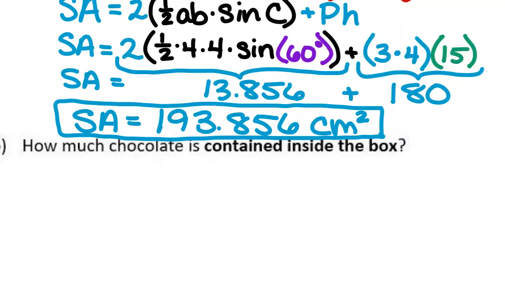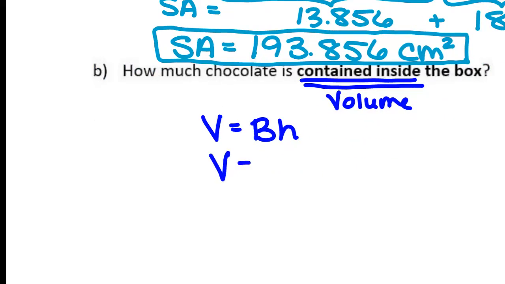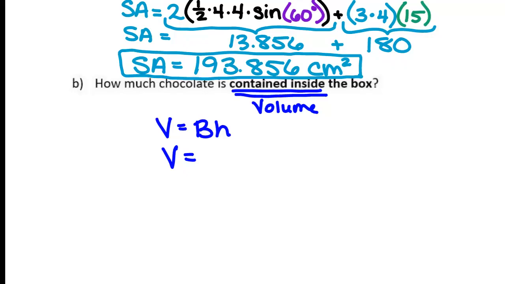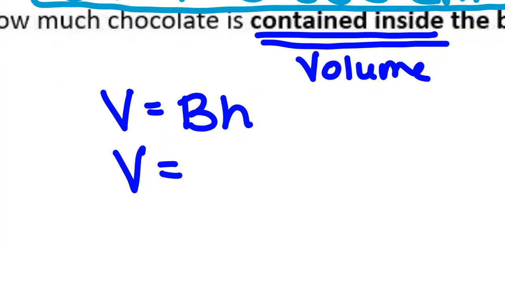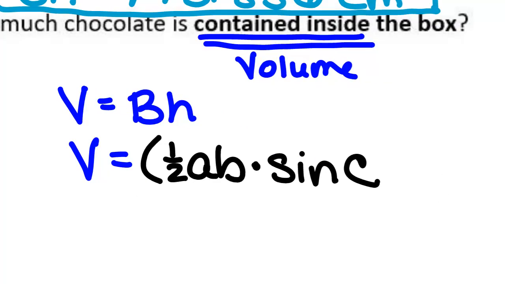How much chocolate is contained inside the box? If I want to know about what fits inside, what am I asking about? Volume. Volume for a prism is area of the base times the height. So the area of the base, how do we calculate the area of this base again? 1/2 AB times the sine of C. Yes, 1/2 AB times the sine of C times the height of the prism.